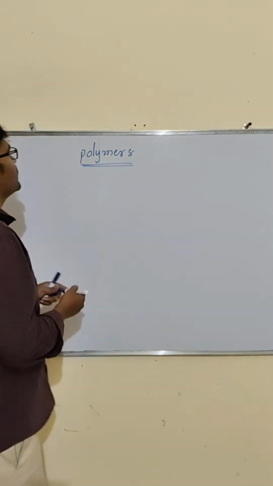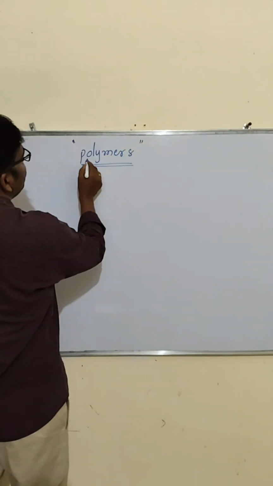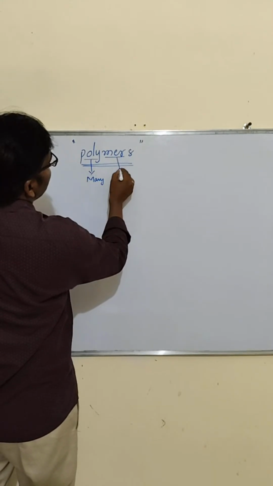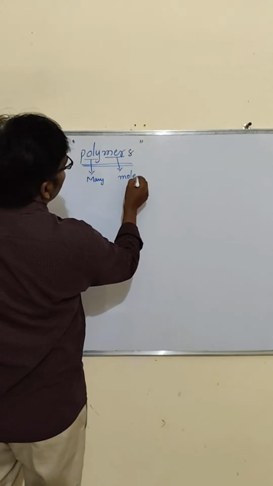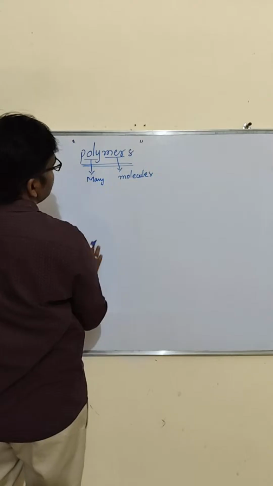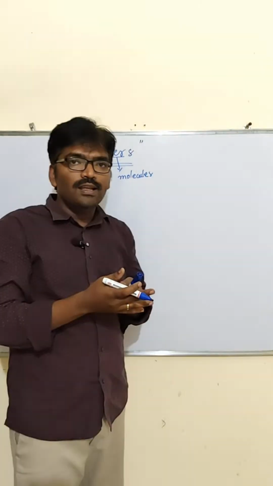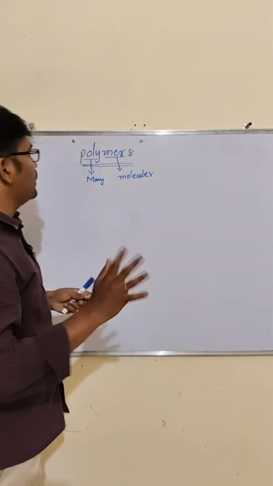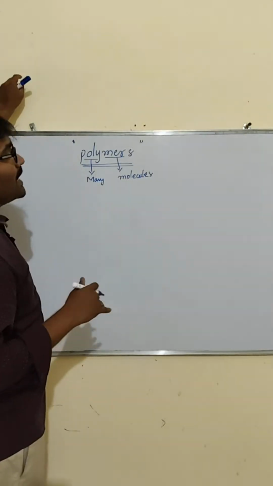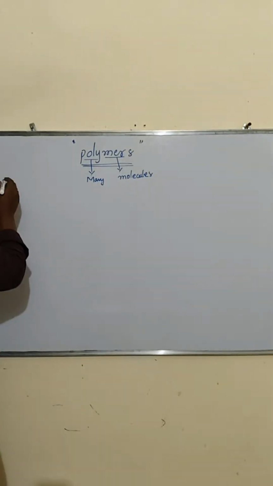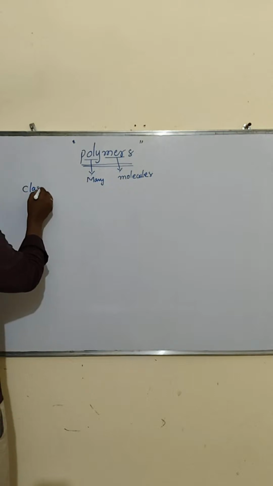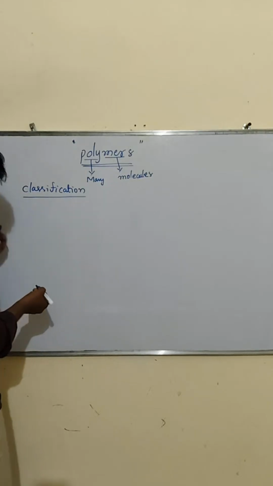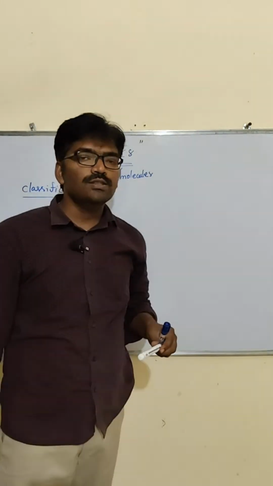So polymers, nothing but first of all, poly, nothing but many. So many, mers, nothing but molecules. So once many of the molecules are together, then polymer will be formed. So this is the actual definition of a polymer. So actually, polymers classification, if you see, four types of classifications are there.